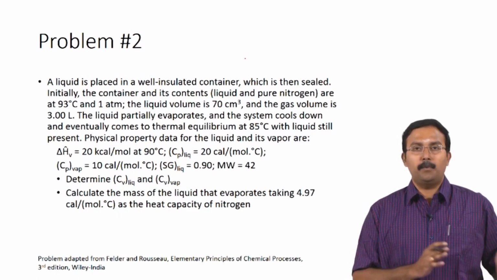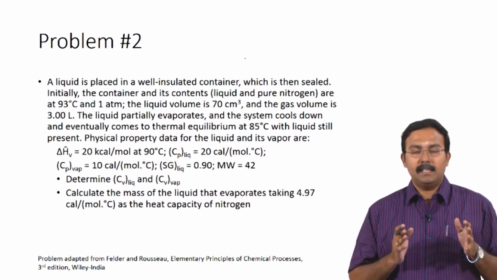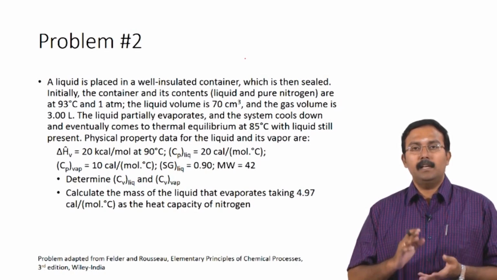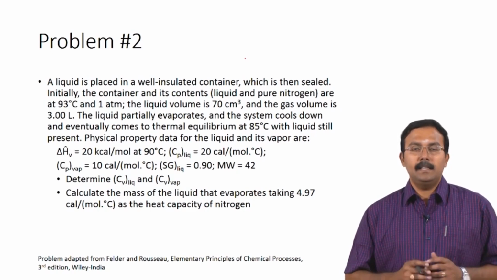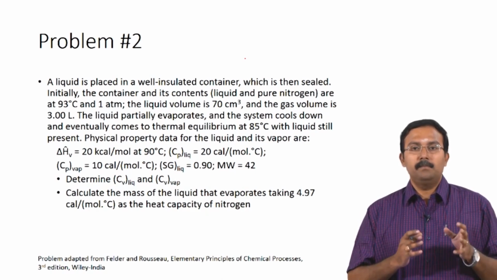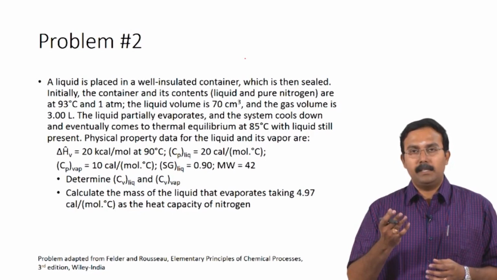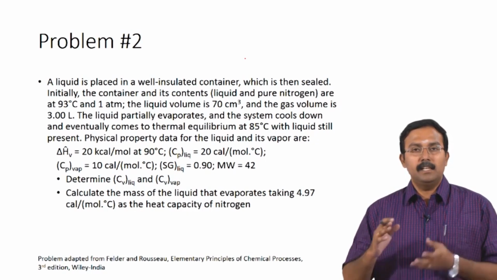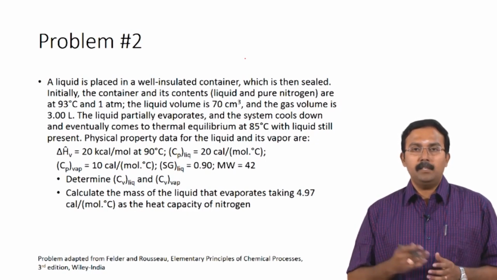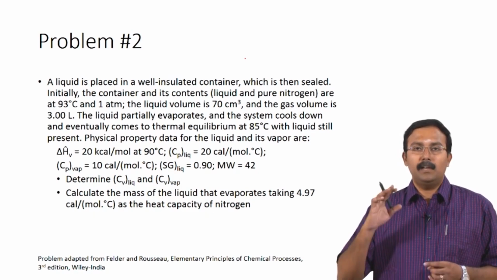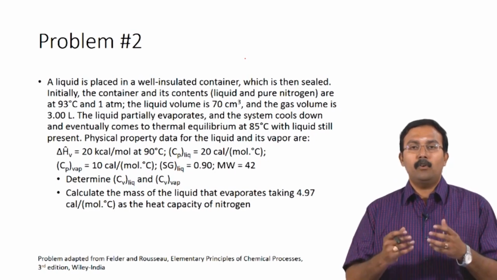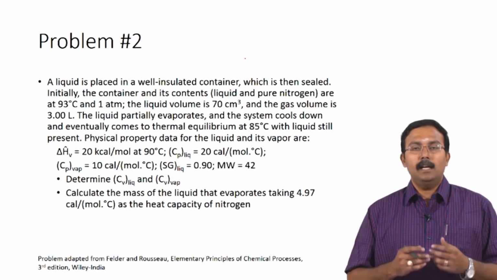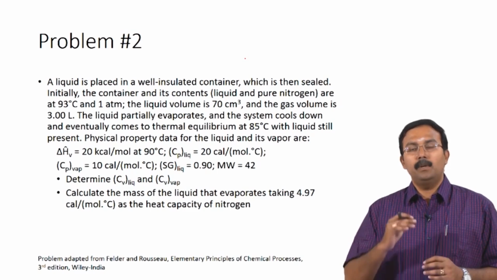So, this is before the process starts. At the start of the process you have the liquid and nitrogen charged into a closed system. This is at 93 degrees Celsius and 1 atmosphere pressure, and after this some of this liquid evaporates and an equilibrium is reached. After some of the liquid evaporates, you would have a gas phase which would have a mixture of nitrogen and the vapor component of this liquid A, and the volume of the liquid would have come down.